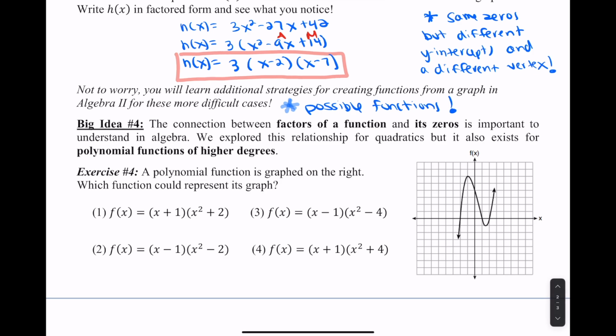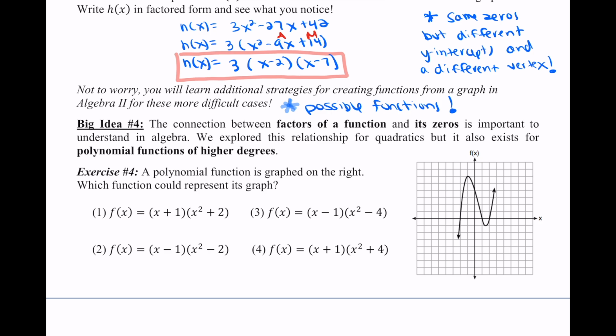The last big idea that we're going to look at is that the connection between our factors of a function and the zeros works for quadratics, but we can also extend it to polynomials of higher degrees. So a quadratic function is a polynomial of degree 2, but what about polynomials of degree 3, 4, etc.? So let's look at exercise number 4. Again, this was an old Regents exam question. It says a polynomial function is graphed on the right. Which function could represent its graph?